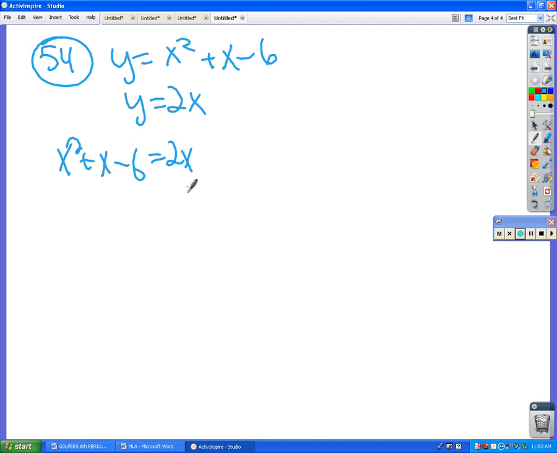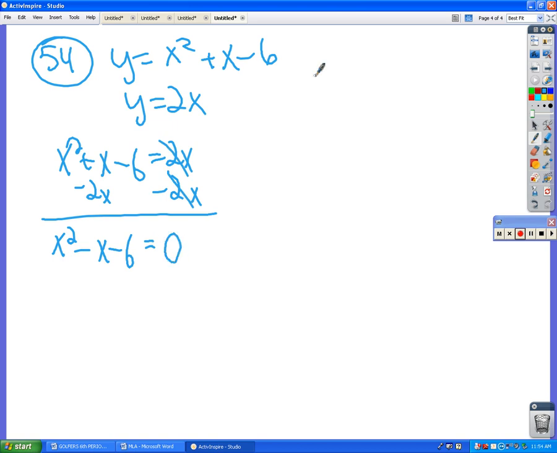And I want to get everything over here onto the left. Subtract 2x from both sides, and the x's have to line up, okay? So x squared, what's x minus 2x? Negative x. Minus x. Those cancel and you get 0. So now we're set to factor.